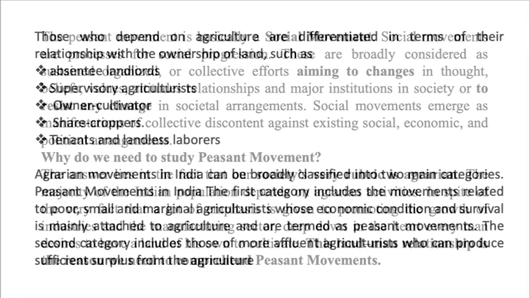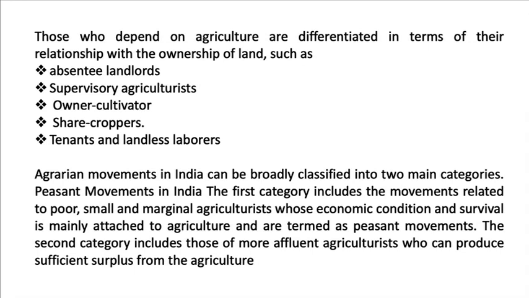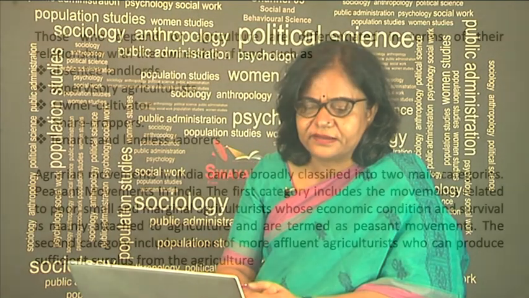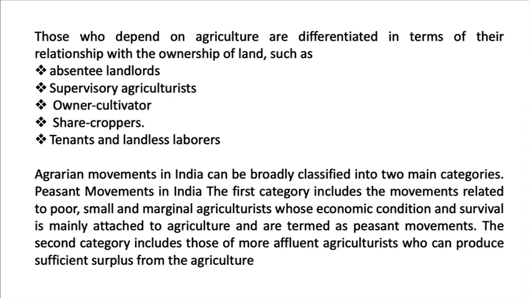So those who depend on agriculture are differentiated in terms of the relationship with the ownership of land, such as absentee landlords, supervisory agriculturists, owner cultivators, sharecroppers, tenants and landless labourers. So this relationship is on the basis of ownership of land and man. Agrarian movements in India can be broadly classified into two categories. The first category includes the movements related to poor, small and marginal agriculturists, whose economic condition and survival is mainly attached to agriculture, and these are termed as peasant movements. The second category includes those of more affluent agriculturists who can produce sufficient surplus from agriculture.